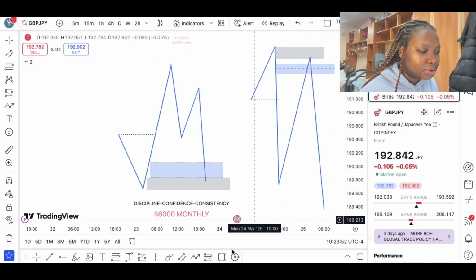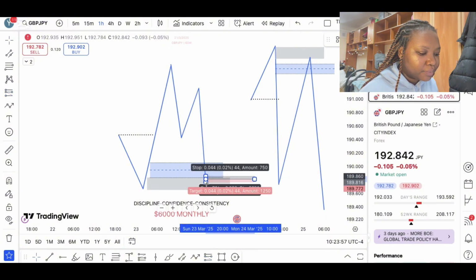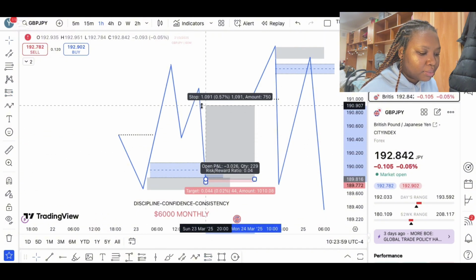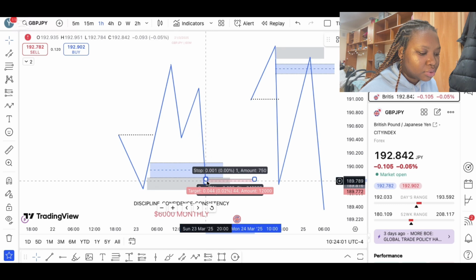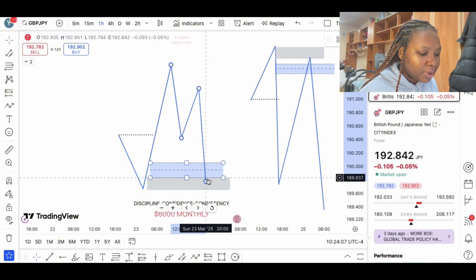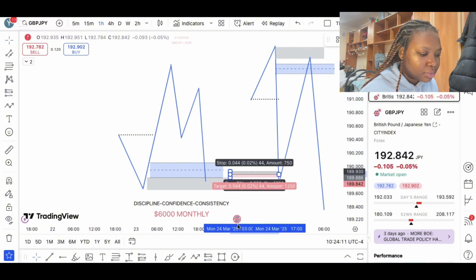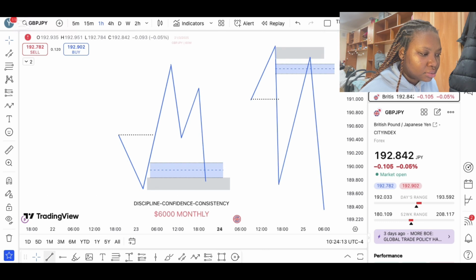Wait a minute, please. Let's do that here. We're going to have our entry here. What is this? One minute, please. We're going to have our entry here. What the hell? What's going on? Okay. Entry here.